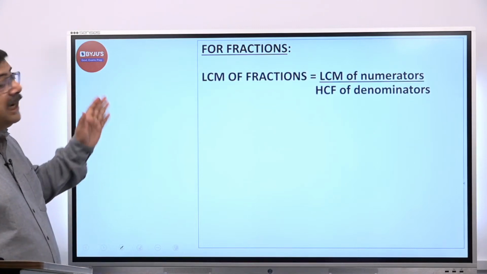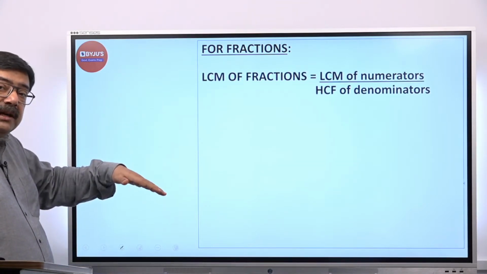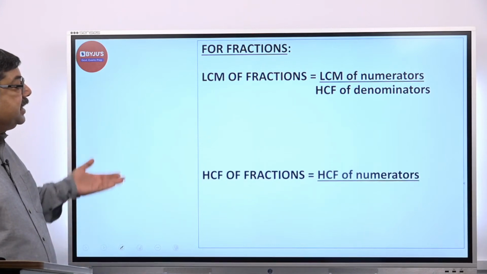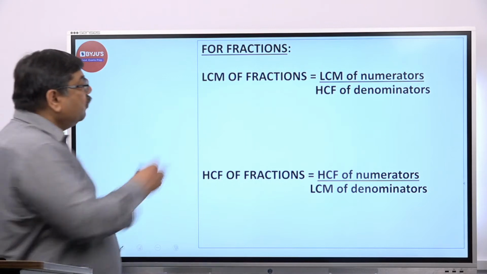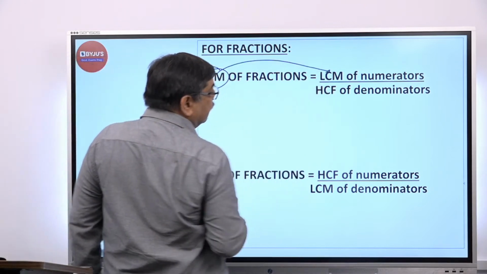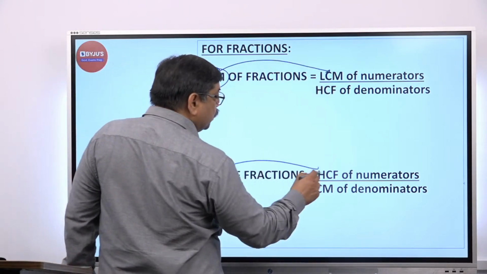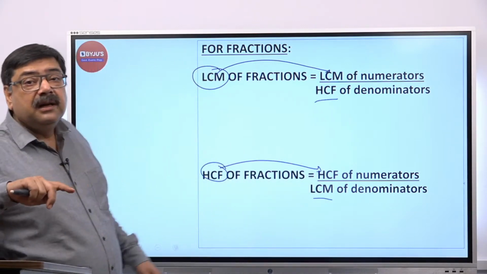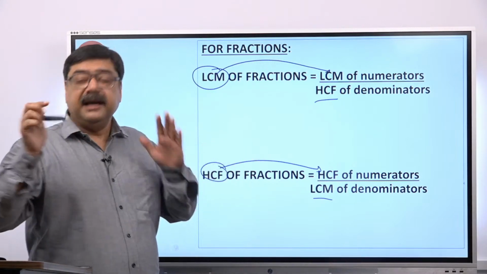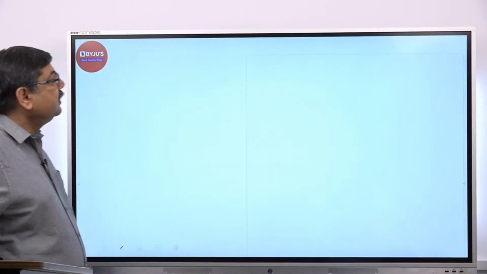LCM of fractions is LCM of numerator by HCF of denominators. HCF of fractions is HCF of numerator by LCM of denominator. Whatever you want to find out, that should be in the numerator and the other in the denominator. We are talking only of two things here, LCM and HCF.